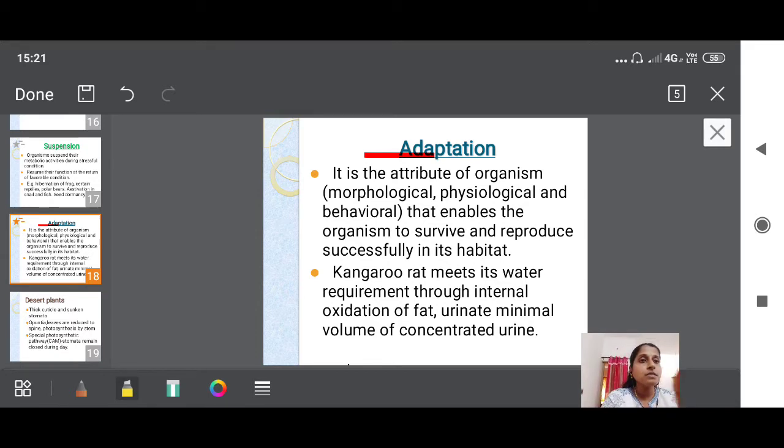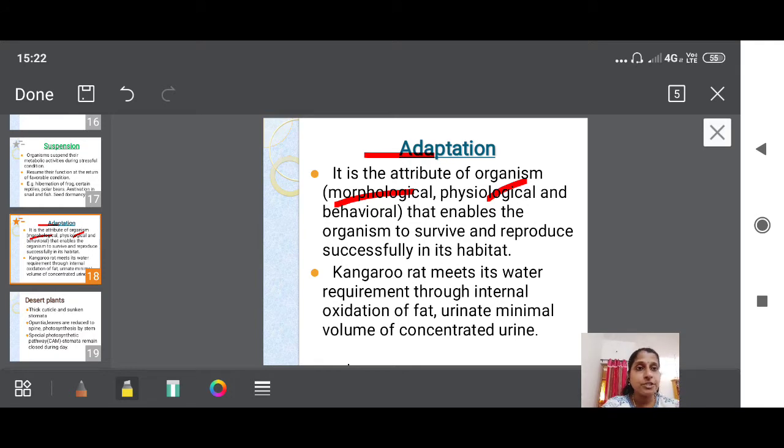Number one, it is an attribute of the organism, that is morphological, physiological, or behavioral: external changes in morphology, functional physiological changes, or changes in behavior that enable an organism to survive and reproduce successfully in its habitat. So in its place, whichever characters they have to adapt so that they can survive in that place, that we call adaptation. So the changes can be in morphology, physiology, function, or behavior. We are going to discuss examples.